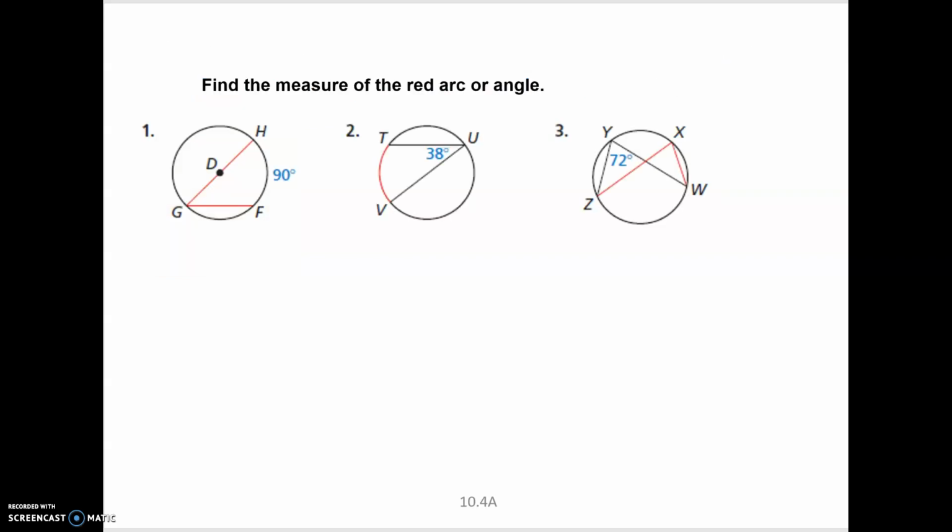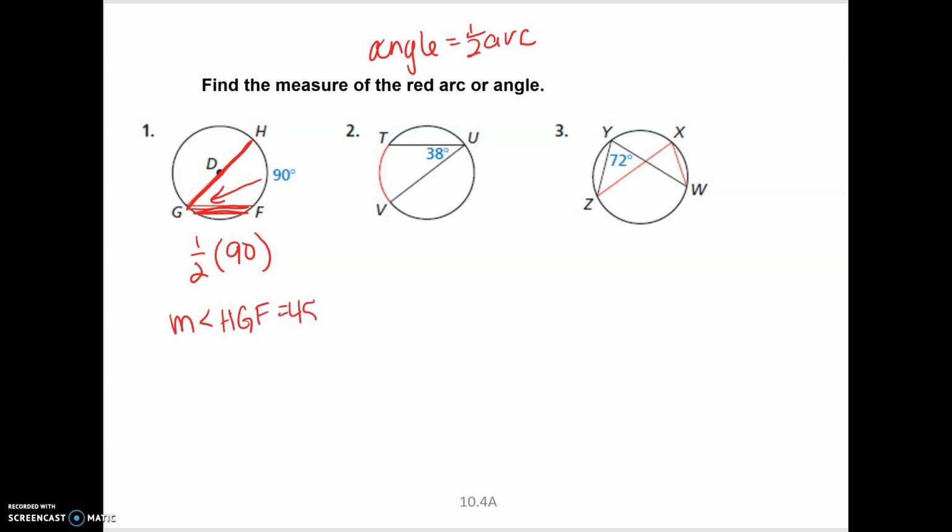Okay, so find the measure of the red arc or angle. So here is my angle. Okay, this is red in here. So if I know that, remember, my angle is 1/2 of my arc. Okay, for this one I want 1/2 of 90. So the measure of angle HGF is 45 degrees.